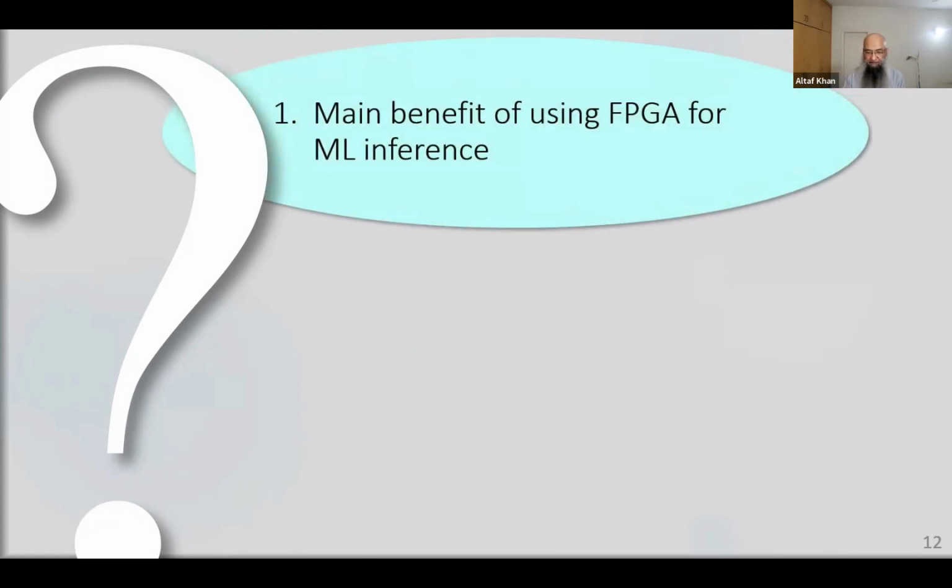Before I start, I have a couple of questions. Please go to the chat and give your answers to these questions, and we'll try to incorporate your answers in the remaining parts of our discussion. The first one has to do with FPGAs and machine learning inference. What do you think is the main benefit of FPGAs as far as machine learning inference is concerned? Please enter your answer into the chat. I'll be very grateful.